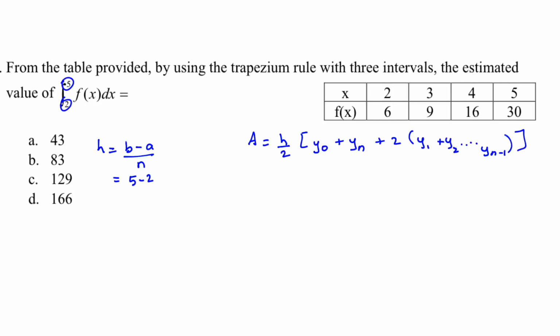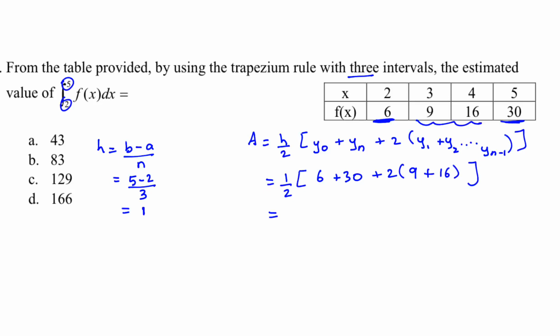And n is the number of intervals or strips. Here we have 3, so we'll put down 3. The answer is 1. Now we replace here h with 1. The first value is your y0, which is 6. The last value is your yn. Whatever is in between, you may have 2 numbers, you may have no numbers, or a lot of numbers. You write in the middle.